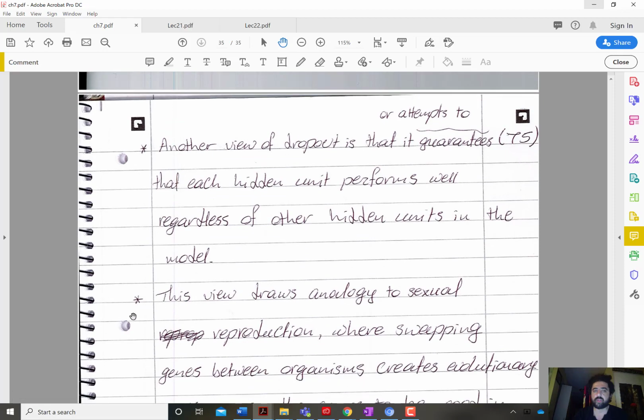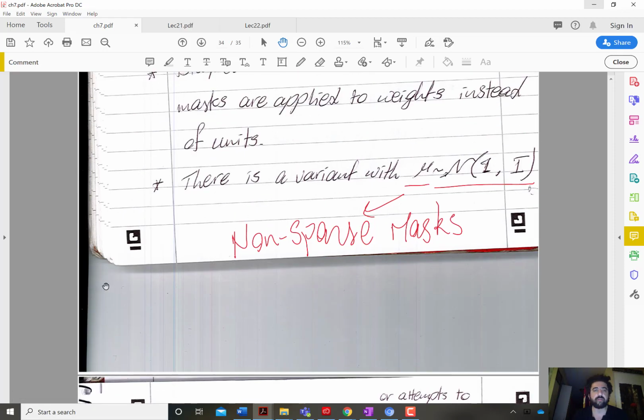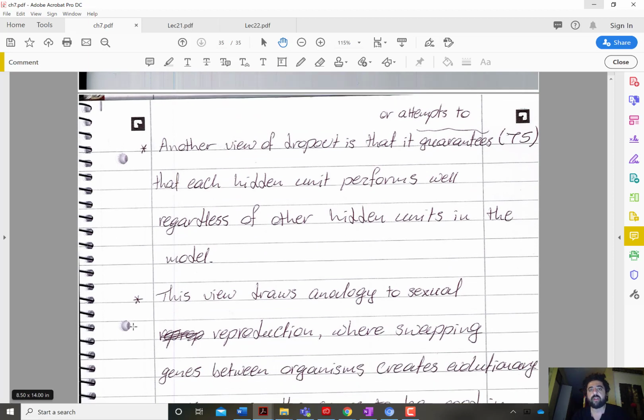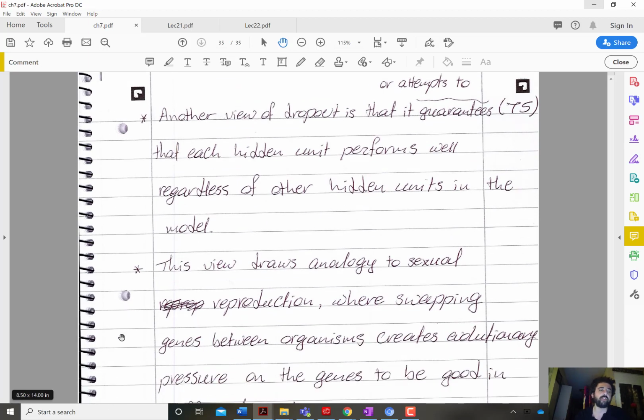We'll come back to this later, but first, to maintain the flow of the discussion, let us introduce one interpretation of dropout that draws an analogy to nature. That interpretation is that by dropping some units, you are putting pressure on the other units that are kept to learn independently of the presence of the units that are dropped.